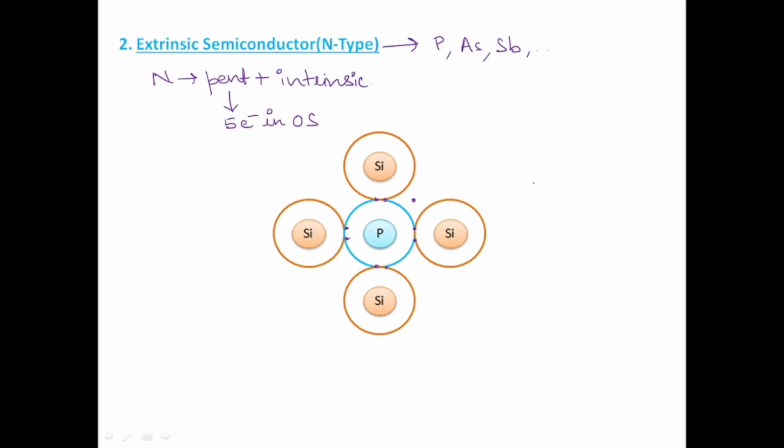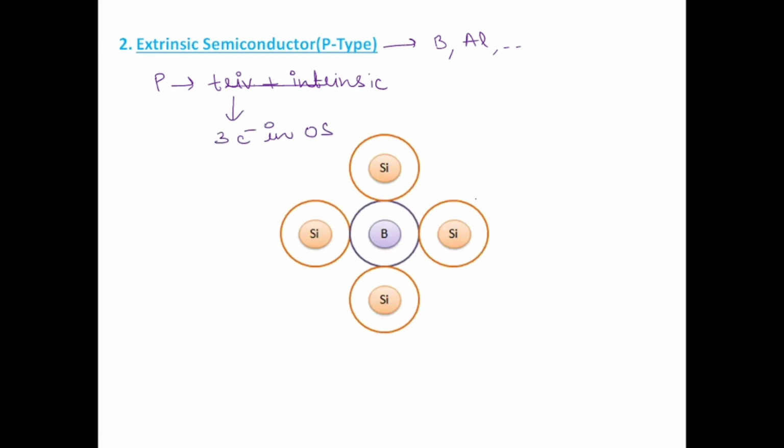So at room temperature, very little conductivity can be seen because of this one free electron. But what happens if temperature is increased? In that case, these bonds will also get broken and we get more electron-hole pairs. But as phosphorus is already contributing one extra electron, the number of electrons will be greater than the number of holes here. We know that electrons contribute to the flow of current, so the conductivity increases.